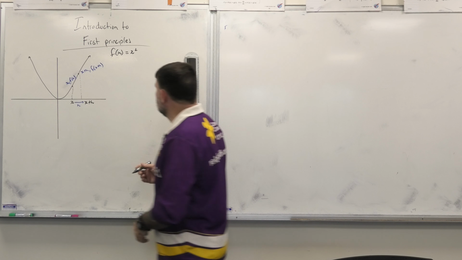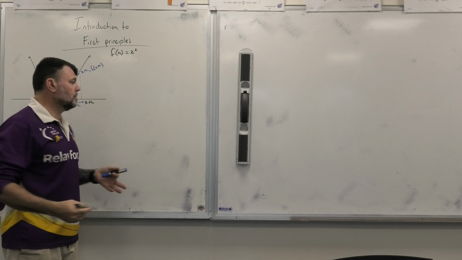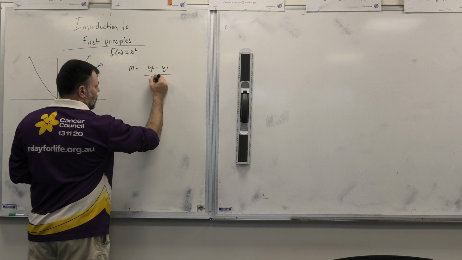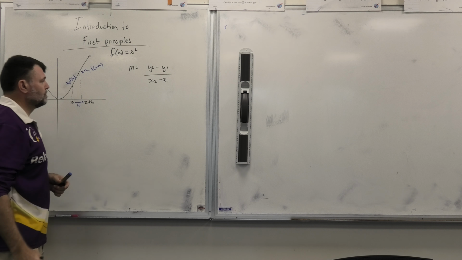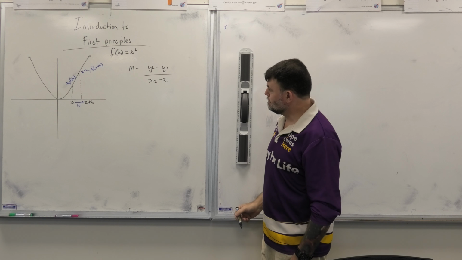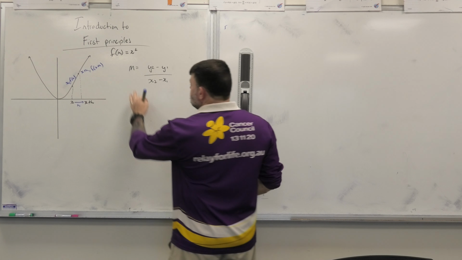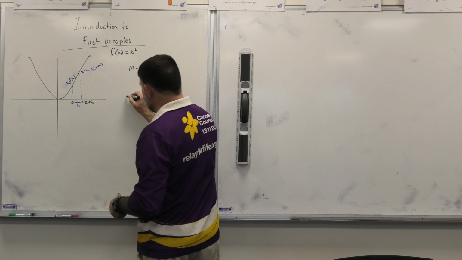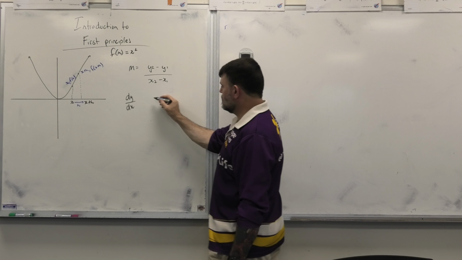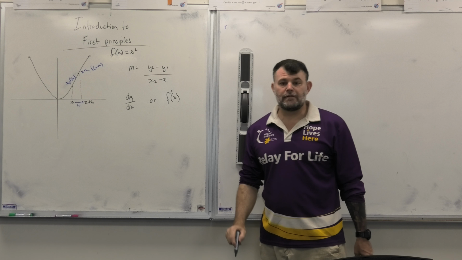We know that first principles is the same thing as finding the gradient on a curve. So we know the formula for a gradient is y2 minus y1 over x2 minus x1. So this here was a straight line. I could use that straight line and work out the gradient of that line. In calculus, in which we're looking at the first principles, we have a different notation for this. And that notation has two different ways we write it generally. The first one is dy dx, or the derivative of f of x.